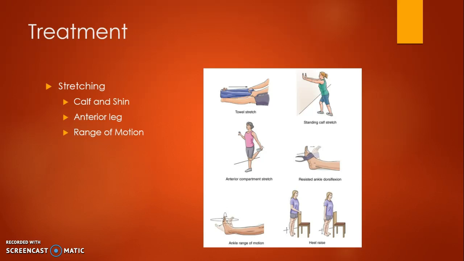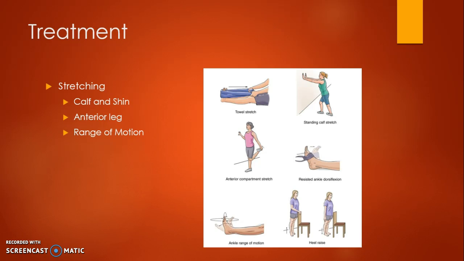So in the towel stretch, you're going to be working on the posterior lower leg by pulling the toes towards the head, and you'll feel that stretch in the back of the leg. Standing calf stretch, again, you're going to feel on the back of the leg, but you can also feel on the front of the leg if you push the front knee towards the wall. Anterior compartment stretch is to get more of the quadriceps, but it also is going to pull on the knee and the muscles that attach right under the knee to give you that stretch.